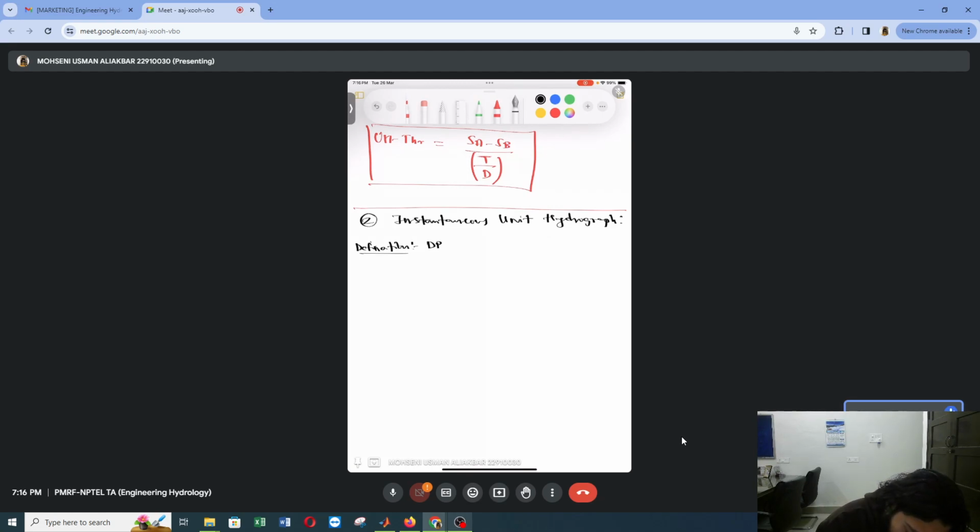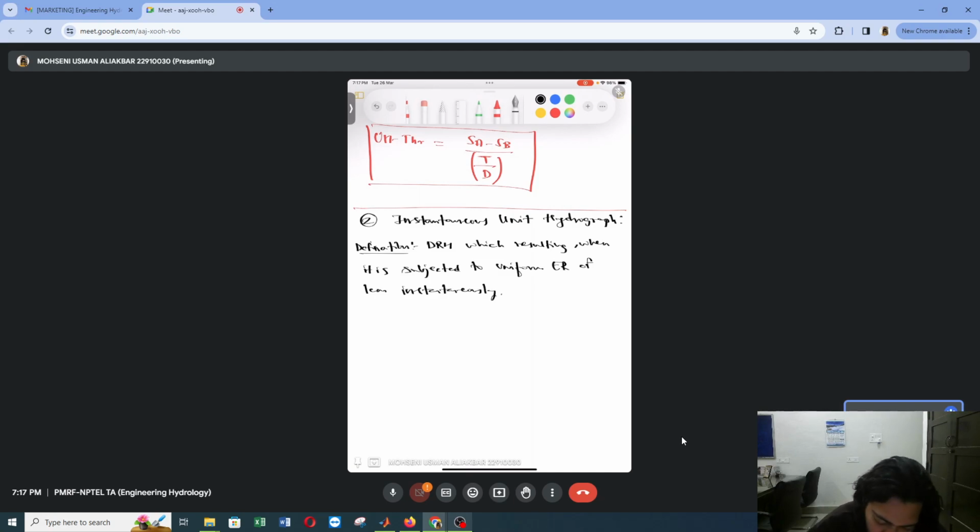It is nothing but a DRH which results when it is subjected to uniform effective rainfall of 1 centimeter instantaneously, right? So this is nothing but the definition of the instantaneous unit hydrograph.